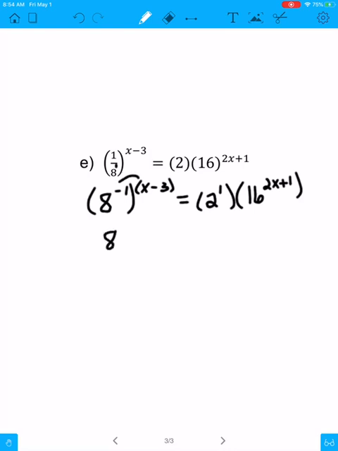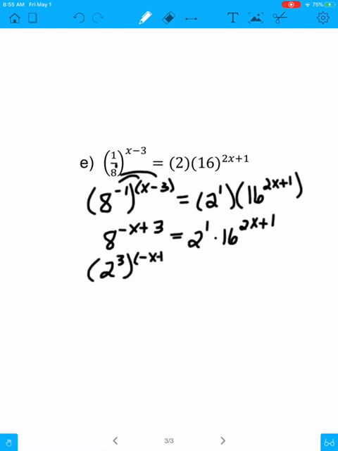So I'm going to get 8 to the negative x plus 3 equals 2 to the 1 times 16 to the 2x plus 1. Now I need to make them all the same base. I can make them be base 2. So 8 is 2 to the 3 to the negative x plus 3 equals 2 to the 1 times 16 is 2 to the 4 to the 2x plus 1. So I need to distribute my 3 in here. I need to distribute my 4 in here.